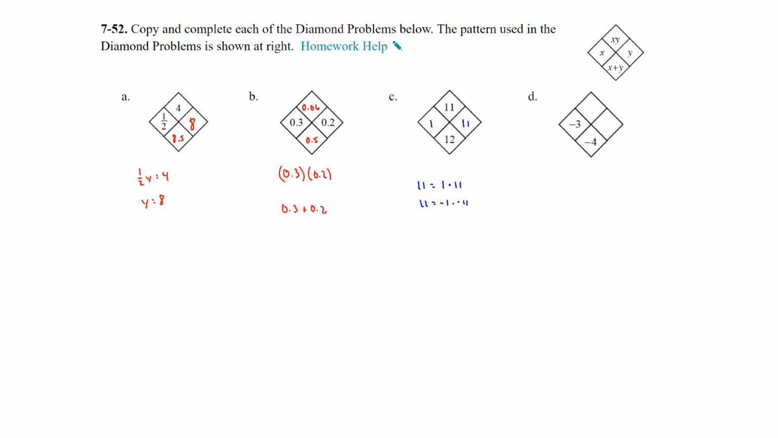Alright, and on to the last one. We're given x, we don't know the y value, and we know the product is -4. Once again, you can do this in your head, or -3 plus y is -4, so therefore y is equal to -1. So -3 plus -1 is -4, then multiply -3 times -1 to get a +3. So there are the 4 diamond questions, given different values in different parts of the diamond for question 52.